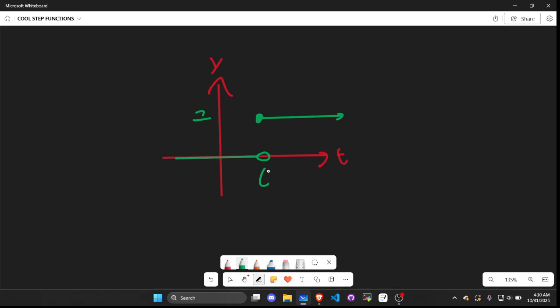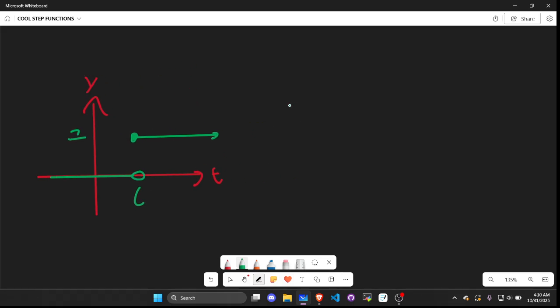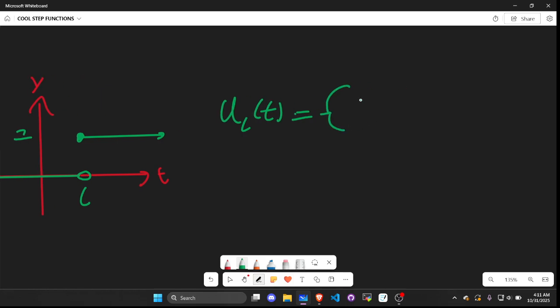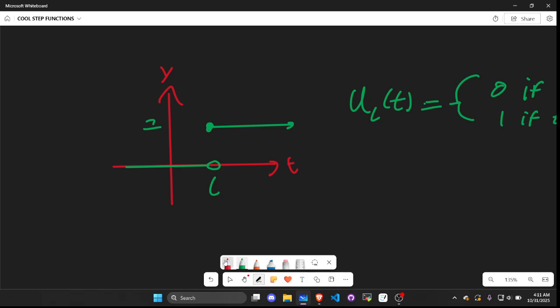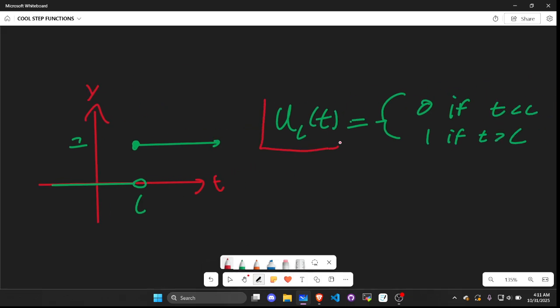So it's a step function that is basically 0 until it reaches c, in which case it becomes 1. So it's 0 if t is less than c, and it's 1 if t is greater than c. So this is a step function, and this is the notation that it uses.